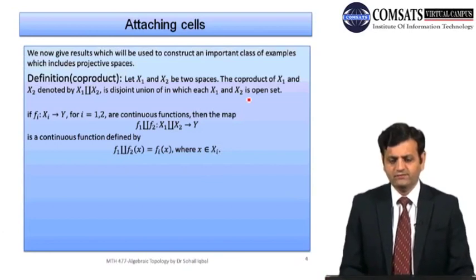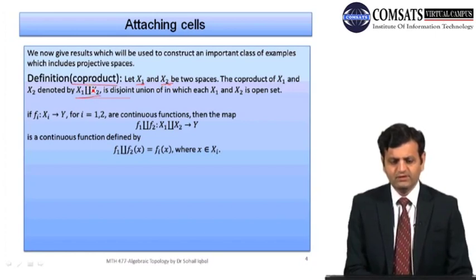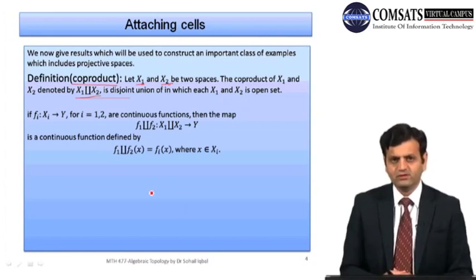Let's recall the definition of attaching a cell. Before going to that definition, we need the definition of the co-product of two topological spaces. If X1 and X2 are two topological spaces, then we can define the co-product X1 union X2. It's a special union, but I'm going to say union. X1 union X2 is a disjoint union in which X1 and X2 are open sets.